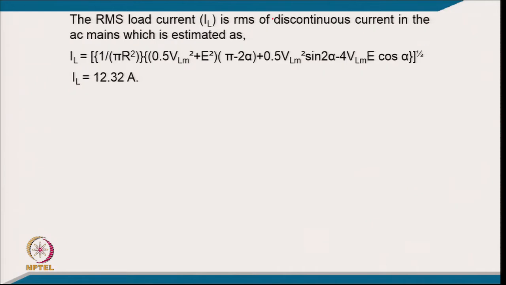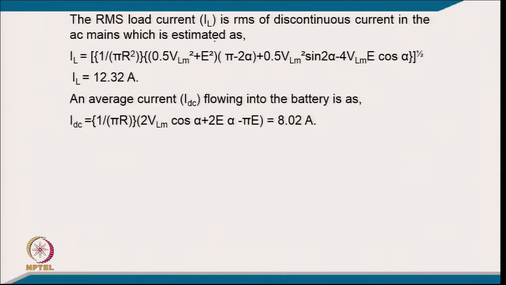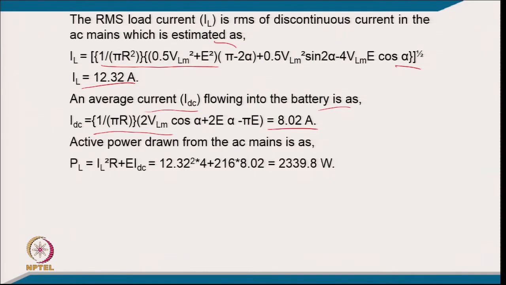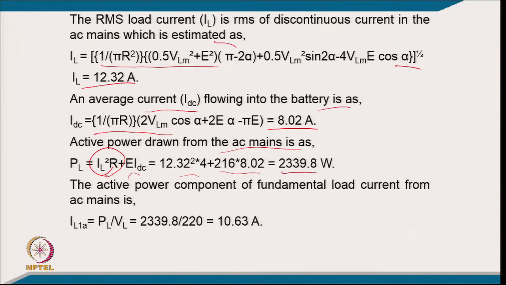The RMS load current is the RMS of the discontinuous current at the AC mains, which you can calculate from this formula of alpha. So, IL comes to 12.32 ampere RMS, and the average current flowing into the battery, which you can calculate from this relation, comes to 8.02 ampere. The active power drawn from the AC mains will be the loss in this resistance plus the battery charging power. So, it comes to 2339.8 watt, and now the active power component of the fundamental load current of the AC mains will be PL upon VL. So, you have the power and you have VL.